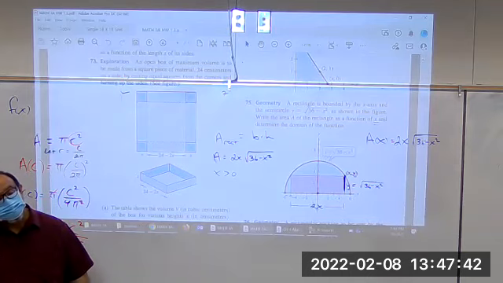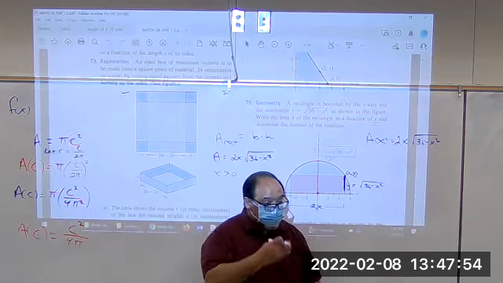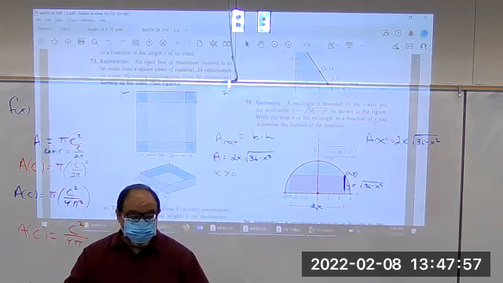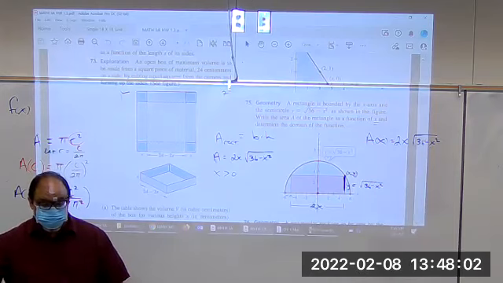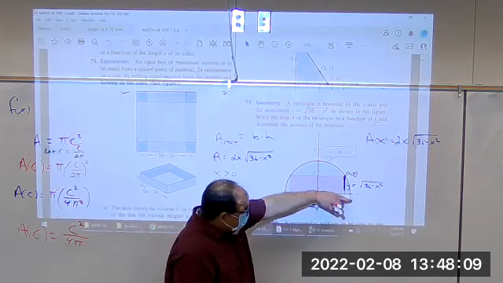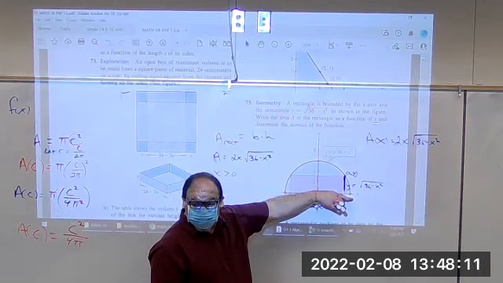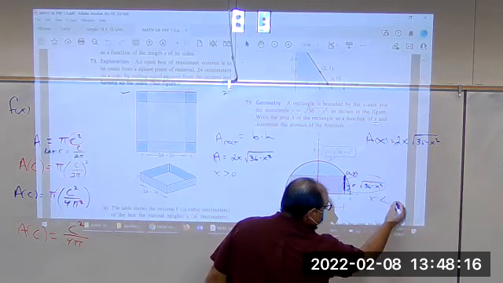What happened when I plugged in 6? What did I get? I got 0. What would I get if I plugged in 7? I get a negative. 36 minus 7 squared, 7 squared is 49, 36 minus 49, I'd be taking the square root of the negative. So I can't use anything bigger than 6. Can I use 6? I can't use 6 either because if I use 6, the height is 0, I don't have a rectangle. So the x's have to be smaller than 6.